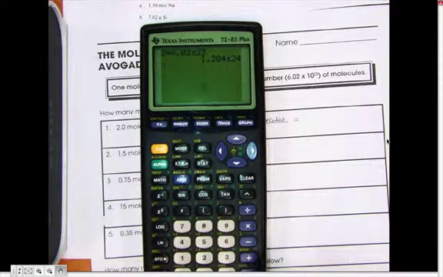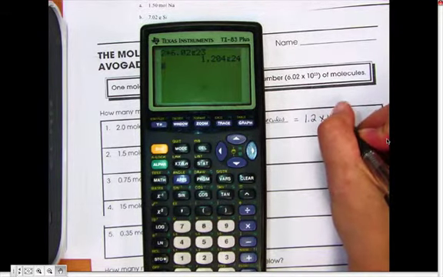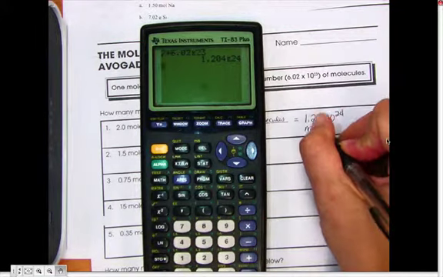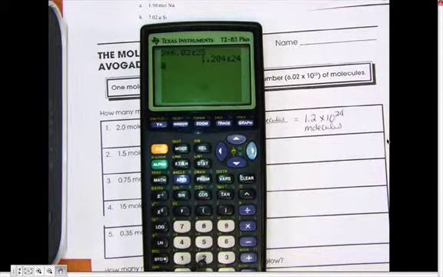And the answer is 1.204 times 10 to the 24th. The 2.0 in our problem was 2 sig figs, so we're going to round it to 2 significant figures. So our answer should be 1.2 times 10 to the 24 molecules, which is a lot of molecules.